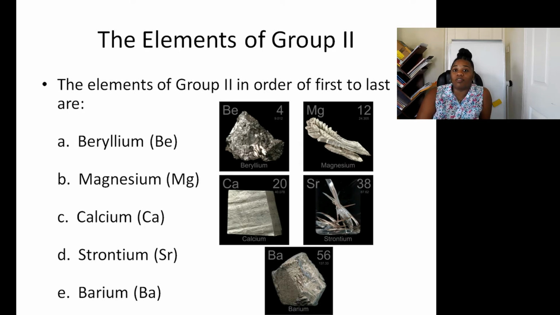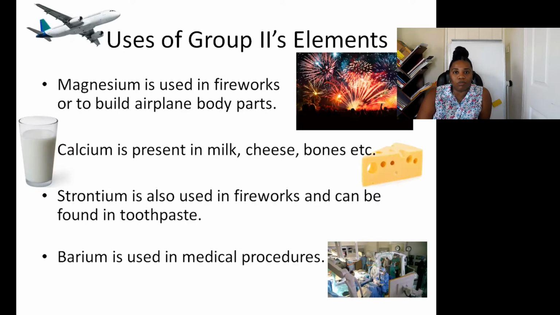And so if you look at pictures of bones, or if you've ever held a bone, you realize that this is white, chalky like bone. Calcium is present in bones, present in milk. And we're going to come up to that right now. So the uses of group 2 elements. Magnesium is used in fireworks or to build airplane body parts. And that's because magnesium ignites really brightly.